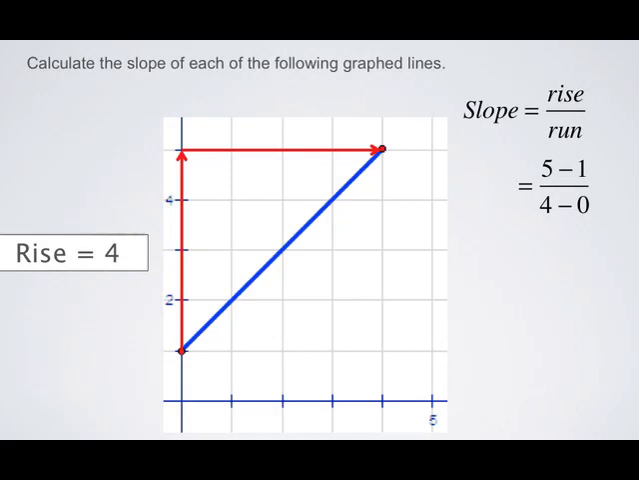It's also important to note that the 5 and 4 matches up with the point (4, 5), that is the top of the line. And the 1 and 0 matches up with the point that is the bottom of the line. We take the y coordinate from the first point first and the x coordinate from the first point first. And we calculate our slope. When you get to a fraction like this that can be reduced, you should. The slope is 1.